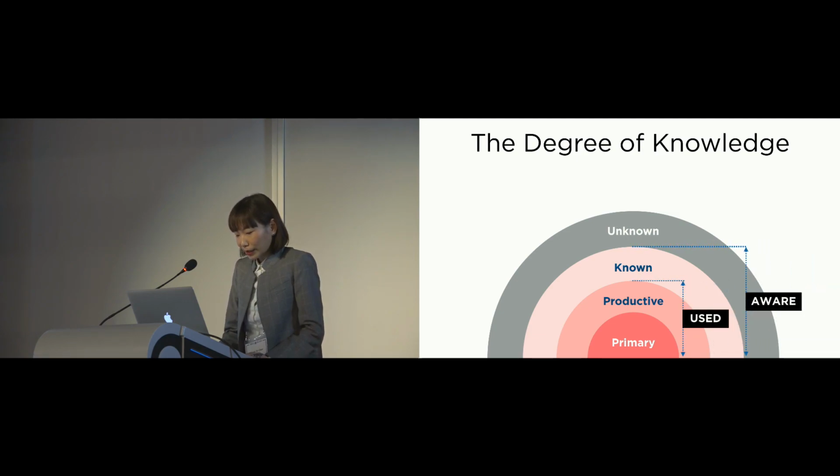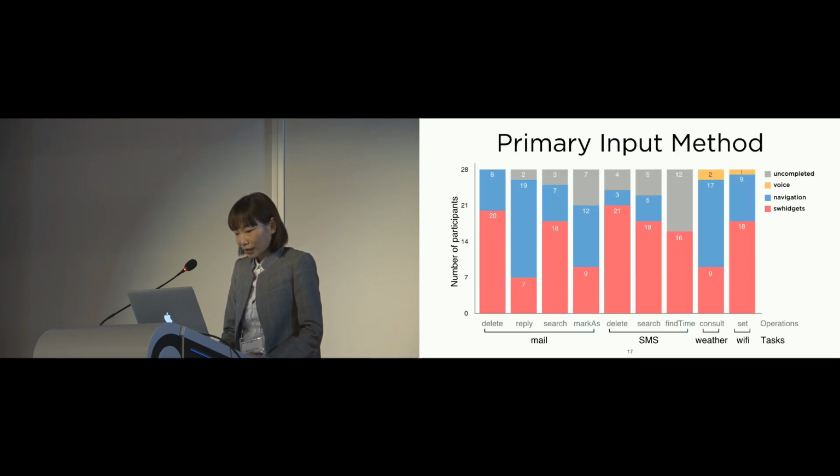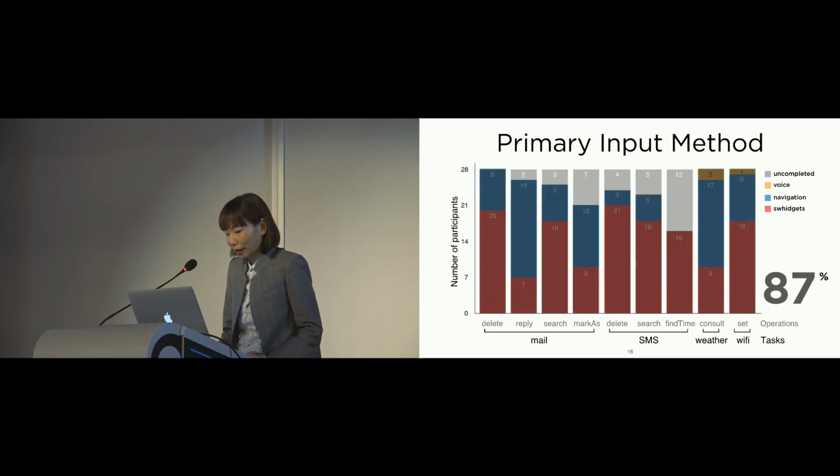In addition, we say that an input method is used when it is at the primary or productive level for the participant, and aware when it is not unknown. Moving on to our results. For these 28 participants who are knowledgeable with iPhones, this chart shows how participants first solved each task. The failure to complete an operation, in gray, was rather infrequent, with 87% of all operations completed.